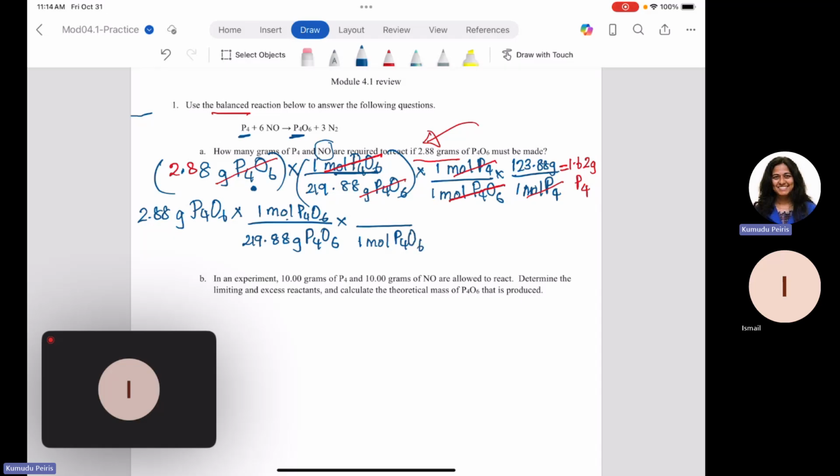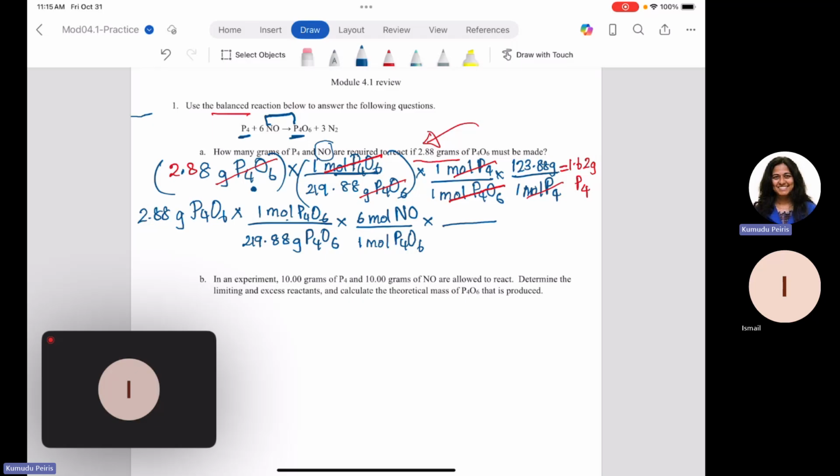Now we'll make the relationship. We'll relate the moles of the P4O6 to the moles of NO. We'll get that stoichiometric ratio from the balanced chemical equation. According to the balanced chemical equation, 1 mole of P4O6 will be produced by 6 moles of NO. So the numerator should have the 6 moles of NO. Now we have the answer in moles of NO.